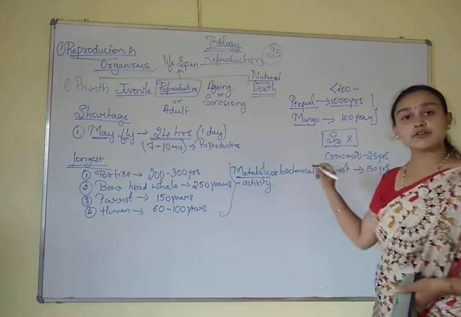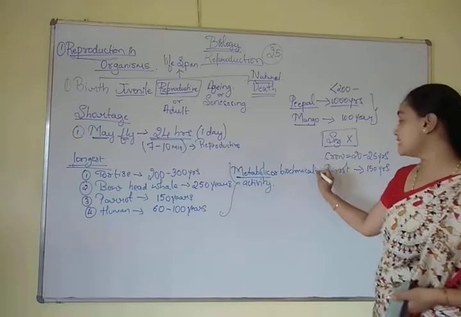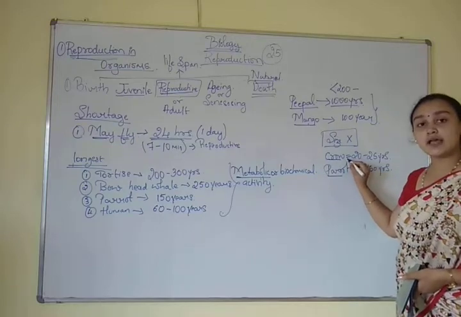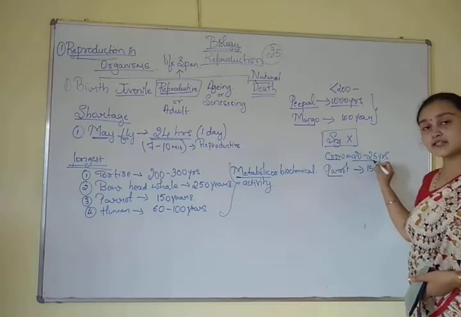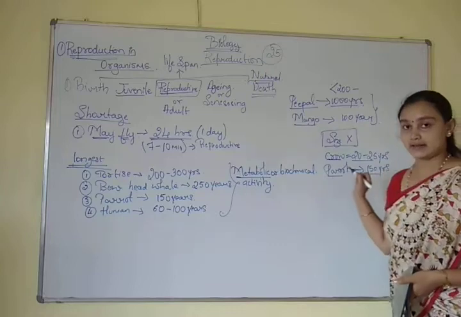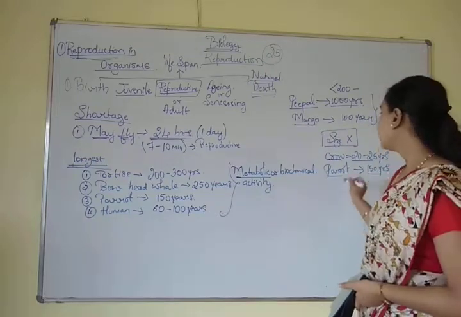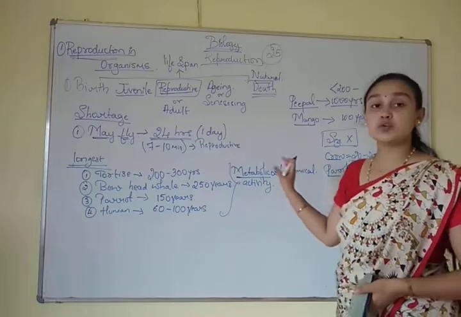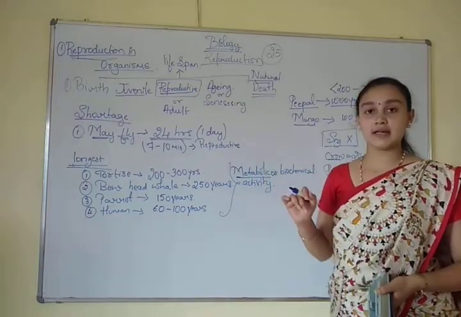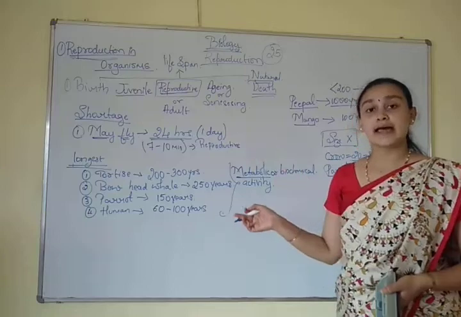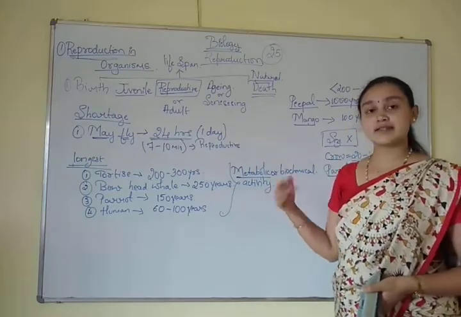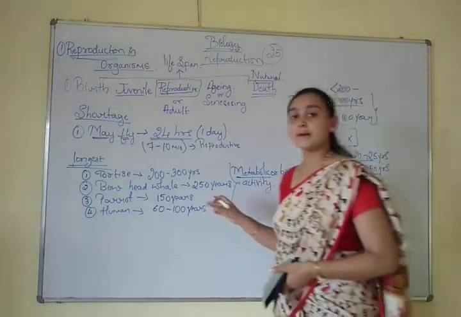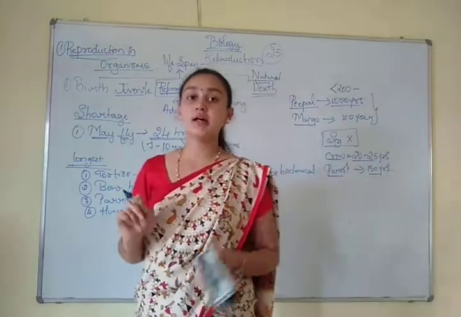But if we look at size, the crow has a bigger size than the parrot, right? But here the crow has a shorter lifespan compared to the parrot. So which means that size is not the factor to determine the lifespan. Different metabolic activity is considered to note the lifespan. So this is all about the general introduction to lifespans.